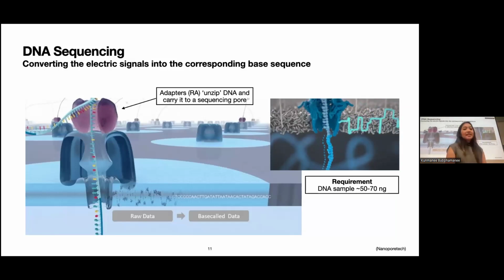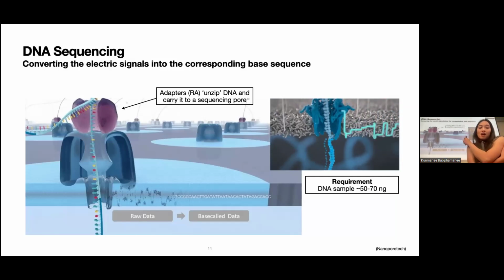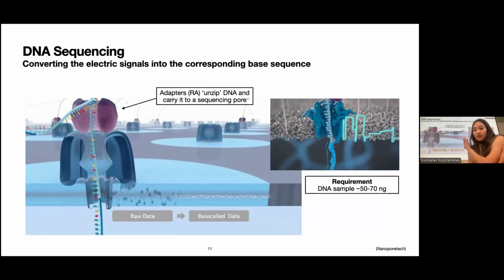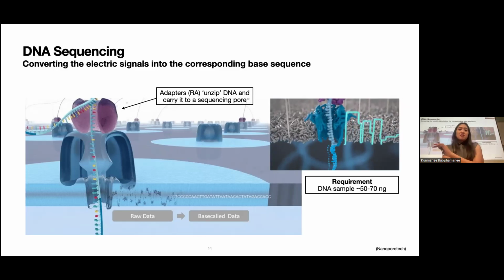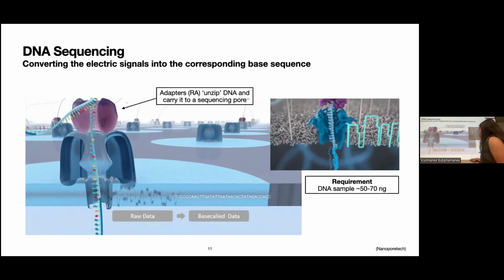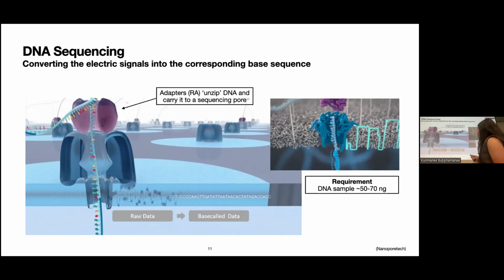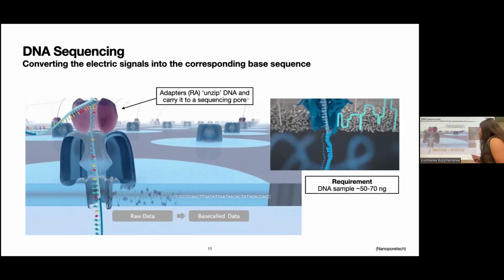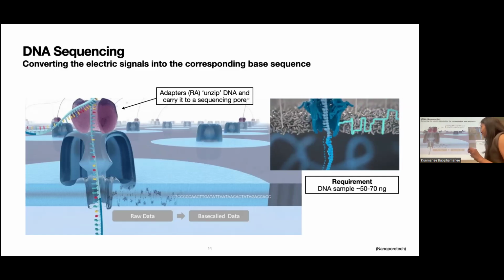This device, basically. So DNA sequencing, the overall idea is the DNA passing through the pore will disrupt the signal and read the base. So I will explain that in detail. So first, we have DNA attached to the rapid adapter. It's DNA and adapter, and this adapter carries it to the pore.